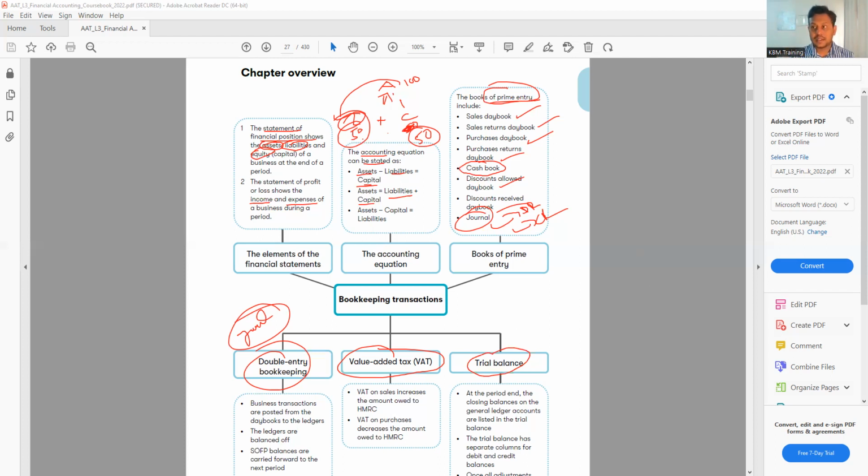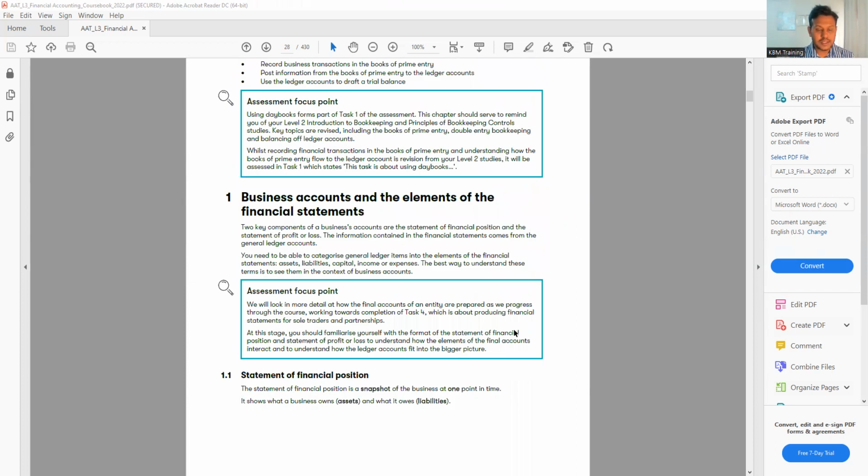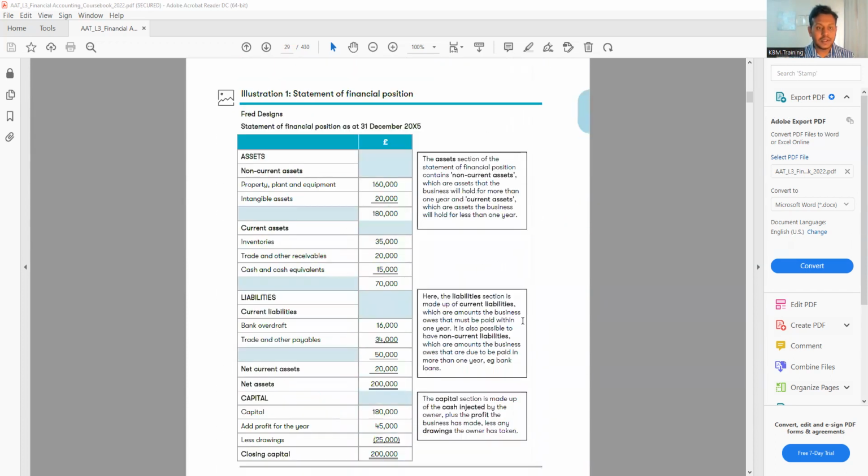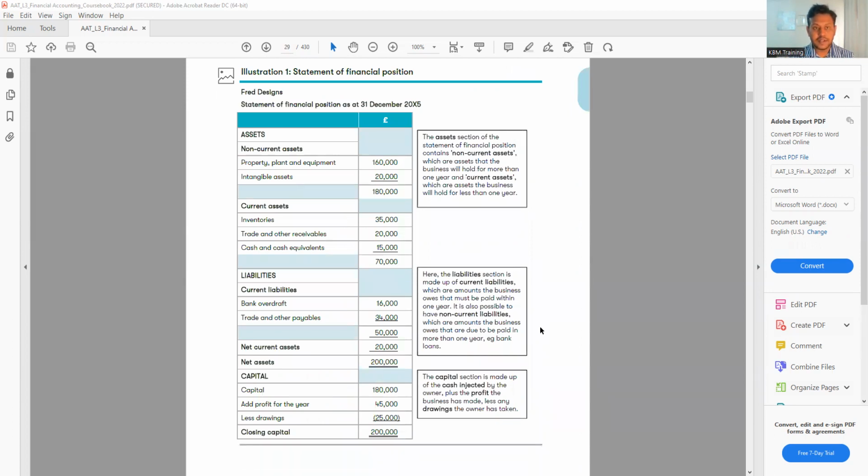All right, so let's move on to the questions. Let's have a look at what we have here. Now, this is what a financial statement looks like. We can see here the statement of financial position. This is the format. You have to remember this format.